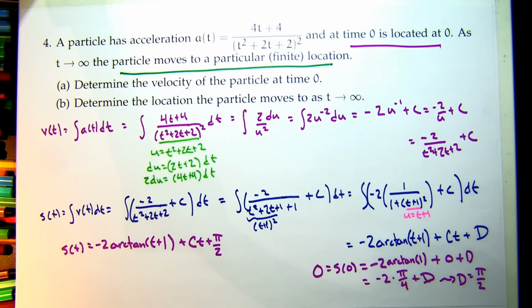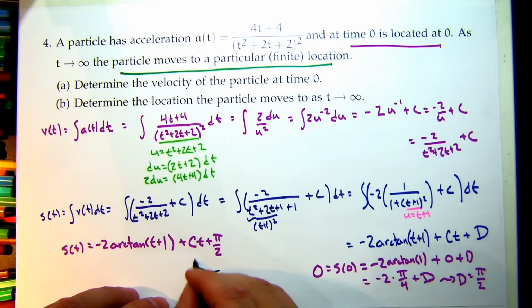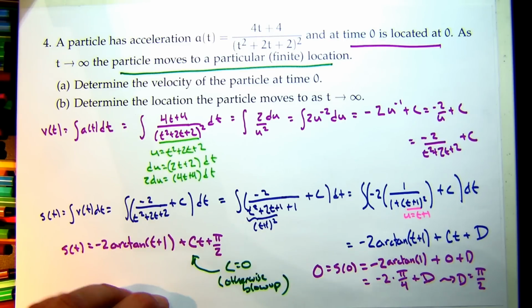Let's think about what happens as time goes to infinity. If c were positive, where do I end up? I end up at infinity, because pi halves stays pi halves, and arctangent is nice and bounded. It doesn't blow up. So if c were positive, I'd end up at infinity. What would happen if c were negative? I end up at negative infinity. But I don't end up at infinity, and I don't end up at negative infinity, so what must be true about c? c is 0. Otherwise, you blow up, and we know it doesn't blow up.